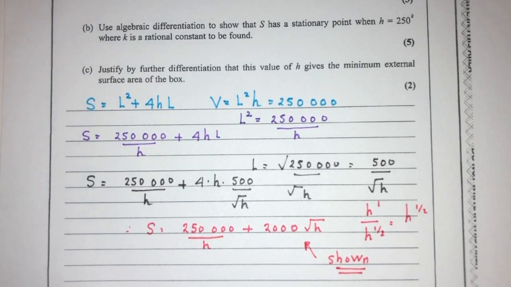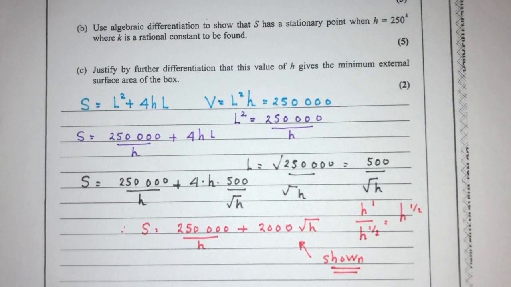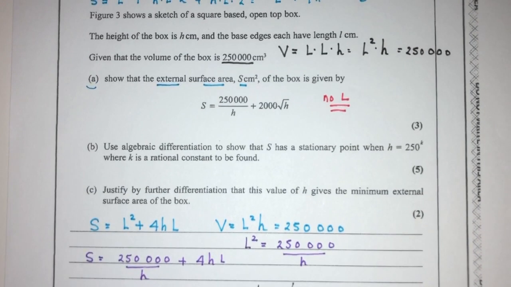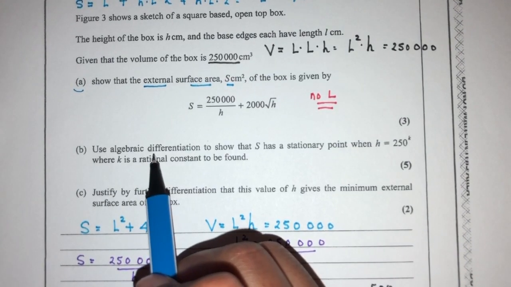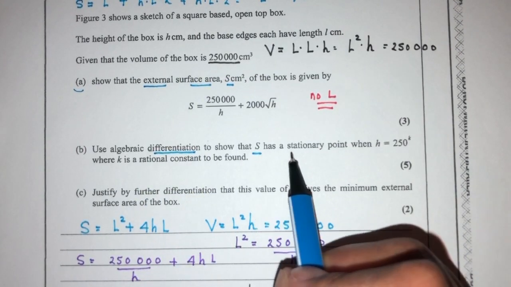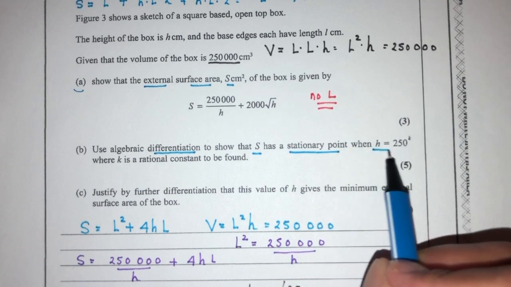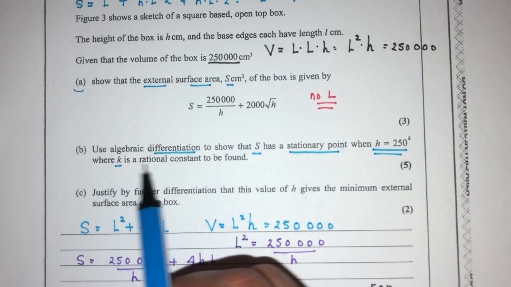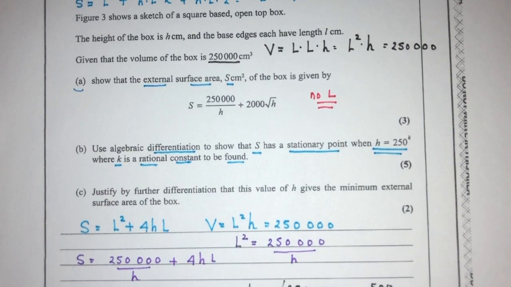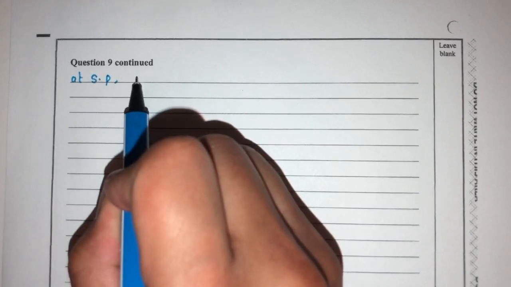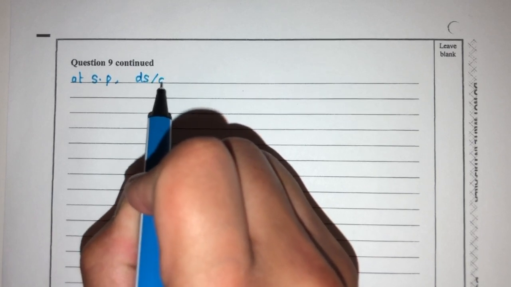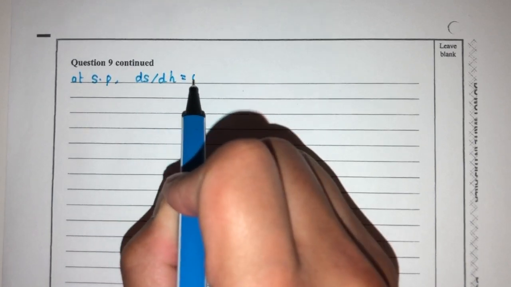Okay, so the main idea is you have to use everything given to you to find the answers you need to find. Now moving on to part B of the question. So here we have to use differentiation to show S has a stationary value at the point S, where K is a rational constant to be found. So one by one, as you guys know, let's write this down, at the stationary value point, what do we know? We know that ds by dh has to be 0.